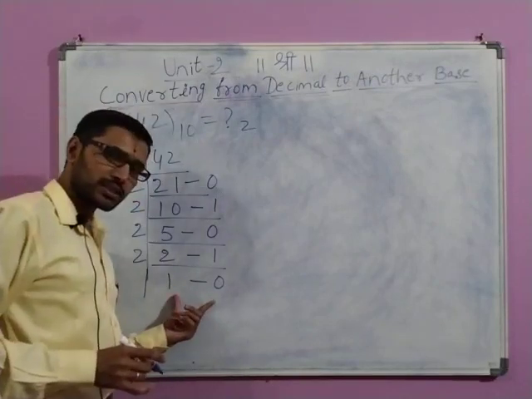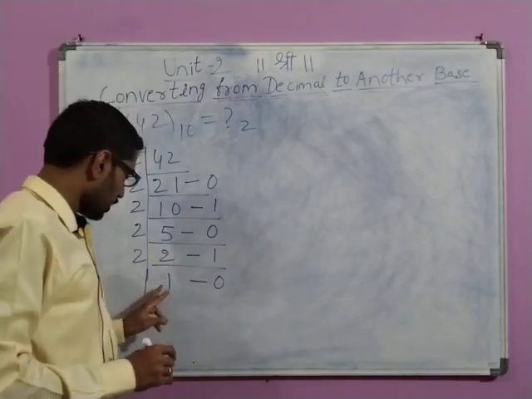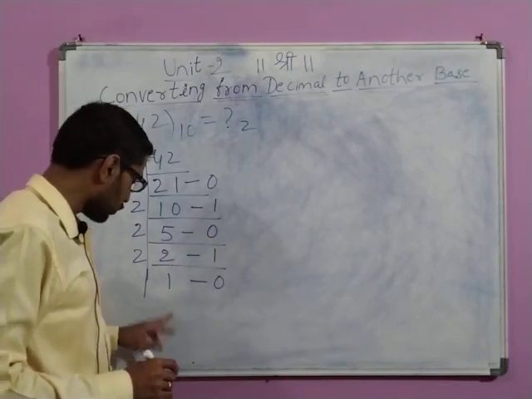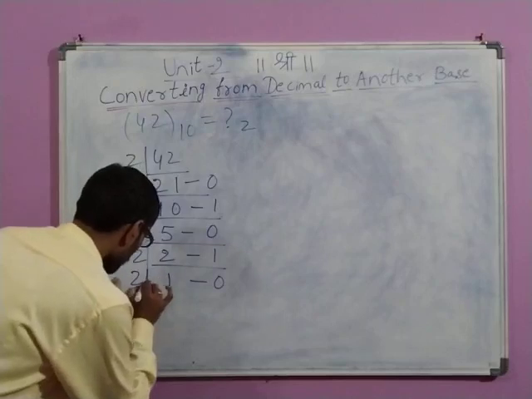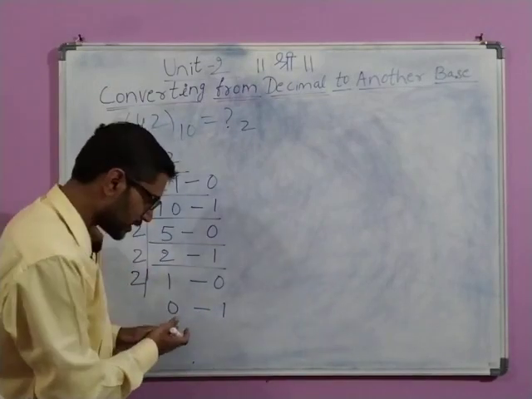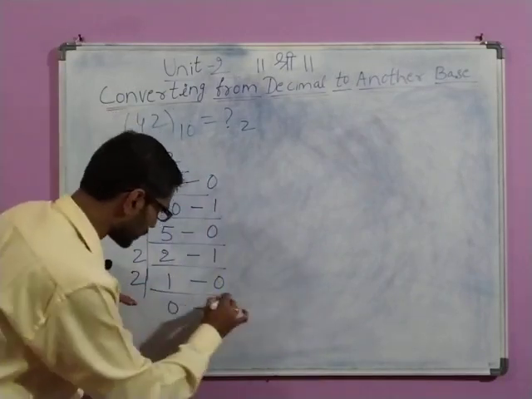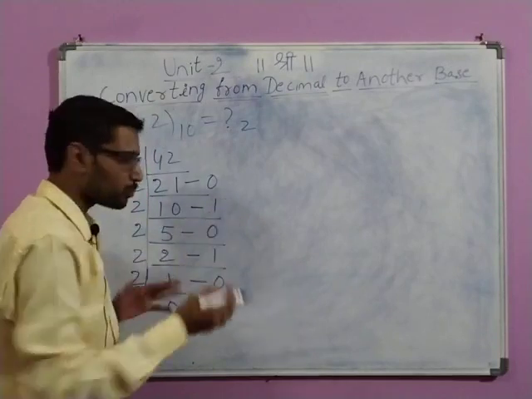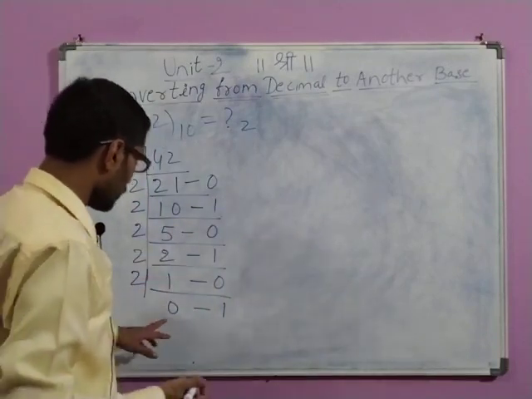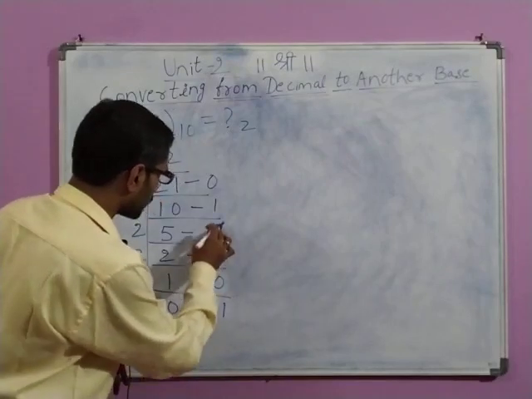Either you can stop at this, or if you are following the same approach as the textbook, you can go on until the quotient is 0. So again you can write 0 and remainder is 1. If you are following this, then consider from here to here. If you are just stopping at this particular place, you can consider from here. Both will give the correct answers. So your final answer will be 1 0 1 0 1 0.